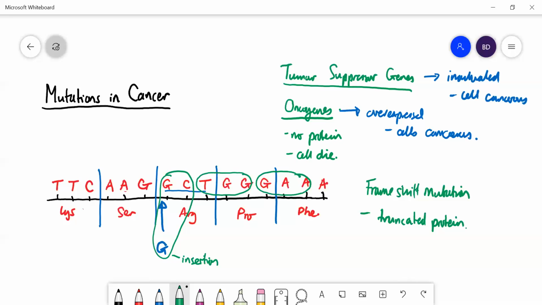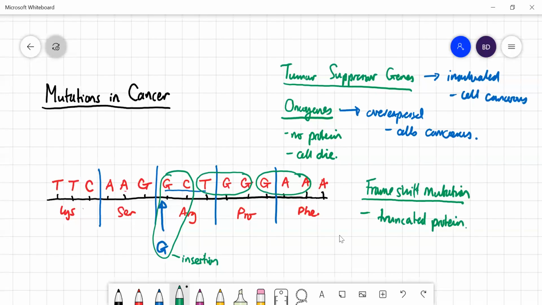So deletions of tumor suppressor genes by those insertions or deletions, frame shift mutations, that is something to think about. That's probably a likely way in which mutations can cause cancer. Let's think about other changes in the base sequence here.